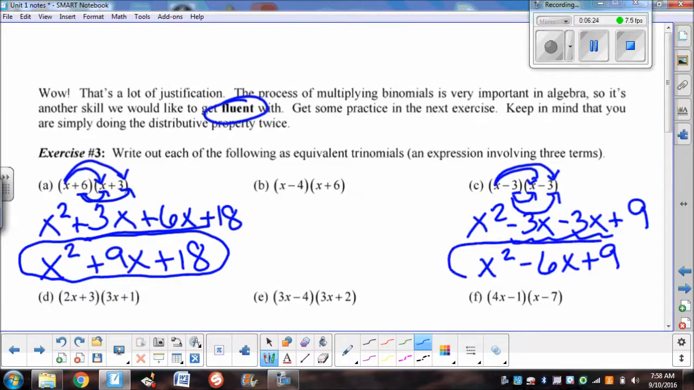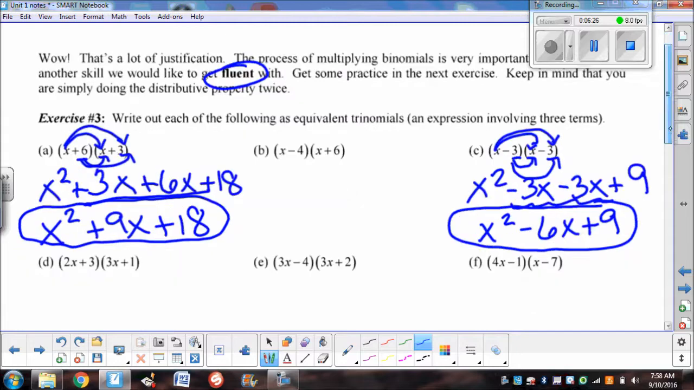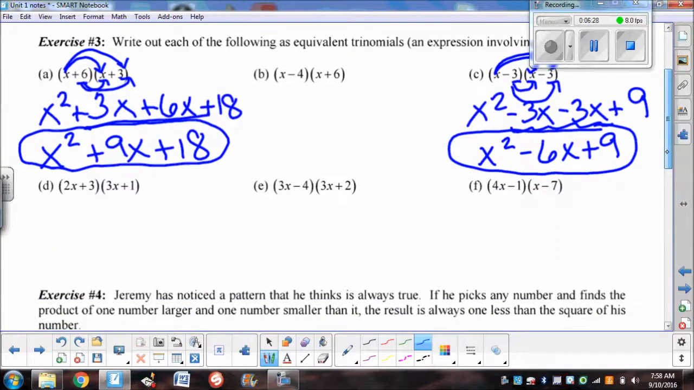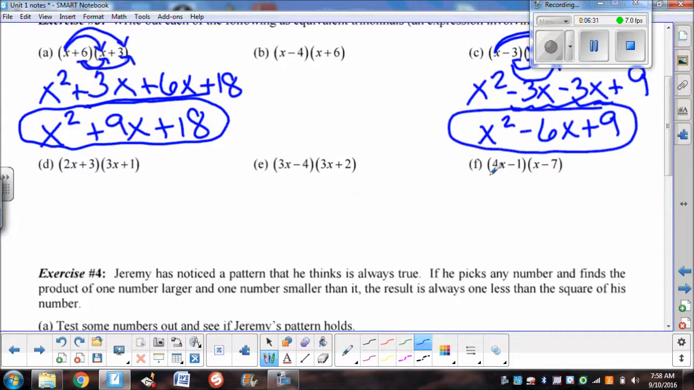And we've got our final answer. So I'm going to have you do B, D, and E to come to class with. I'm going to demonstrate letter F.